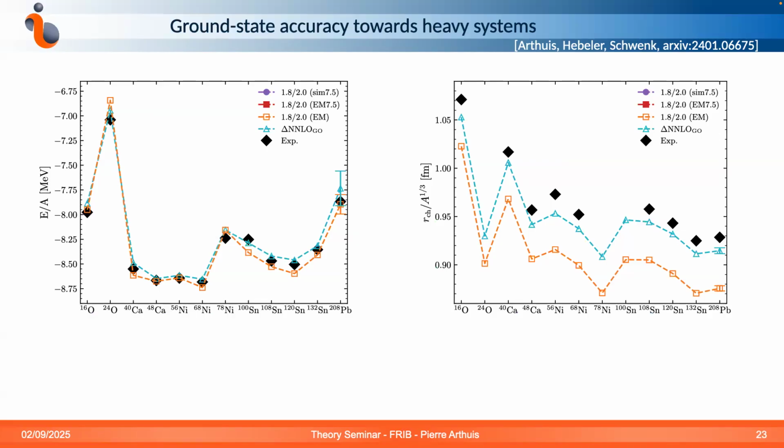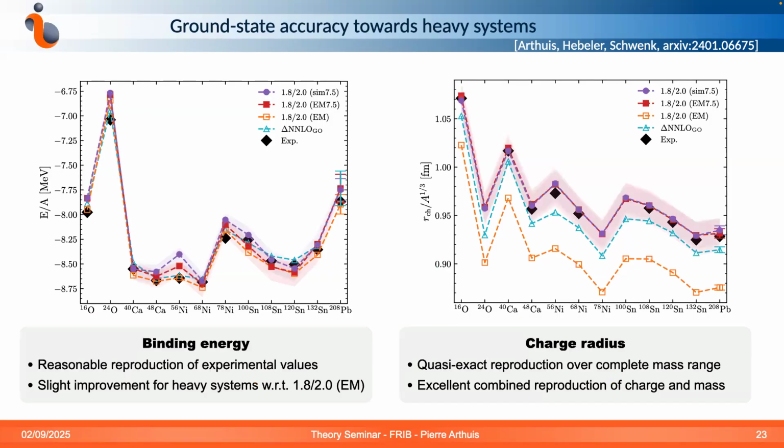So you have the binding energy, the ground state energy, scaled by the number of nucleons, and the charge radius scaled by A to the power of 1/3, for a set of doubly closed shell nuclei ranging from oxygen-16 to lead-208. We wanted to compare to two interactions that have been pretty successful, the 1.8/2.0 EM and the delta N2LO GO. That was the state of the art in the field, and with our two new interactions, that's what we got. We have a very reasonable reproduction of experimental values for the binding energies. As soon as we move to the calcium isotopic chain, we're never too far. We basically are as good as the others.